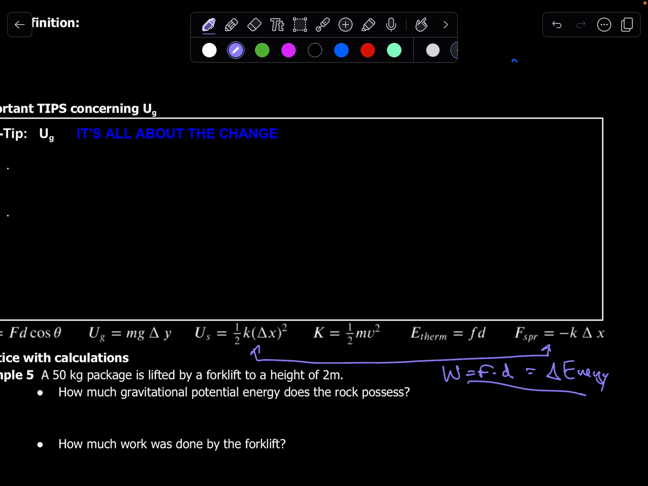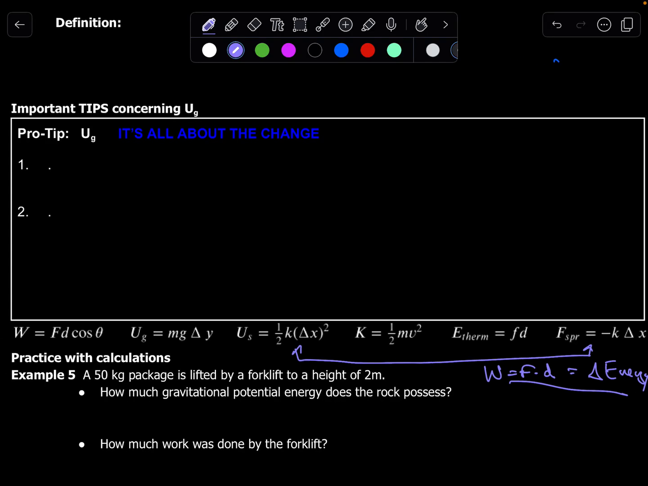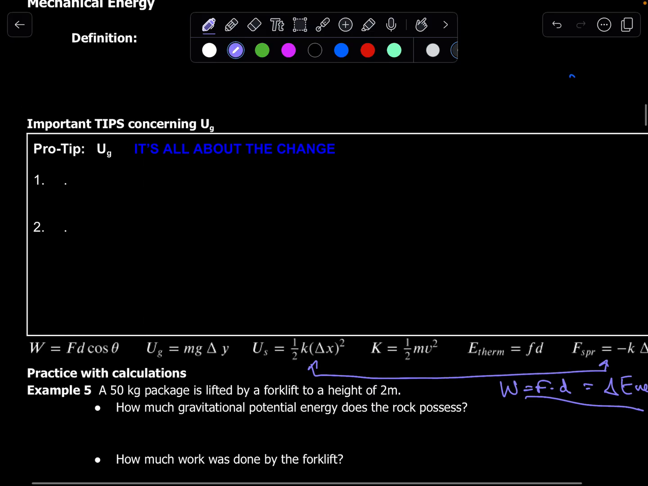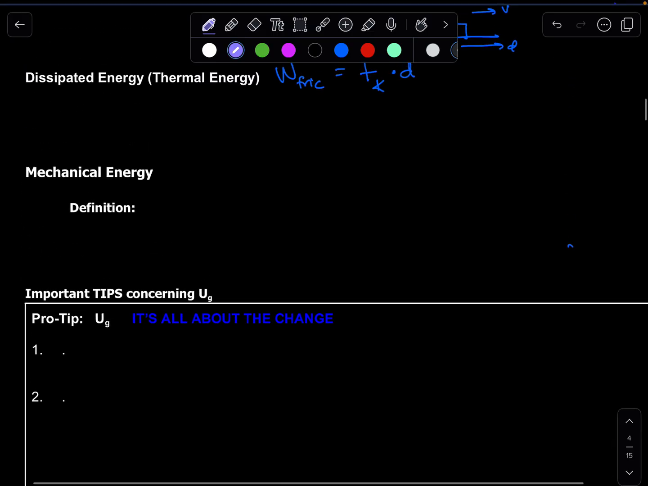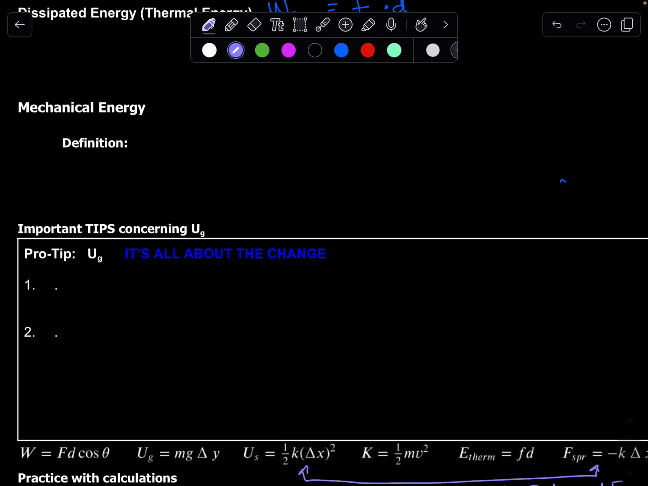So what we're going to do is talk some pro tips, talk a little bit about mechanical energy, some tips about gravitational potential energy, and then I'm going to ask you to do these example problems on your own. All right, picking up where we left off, we finished our review there.